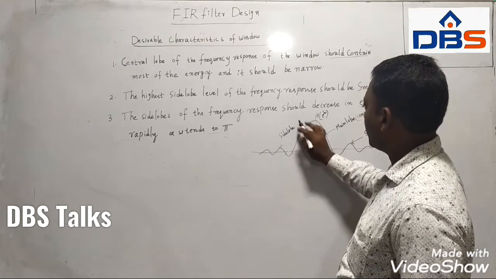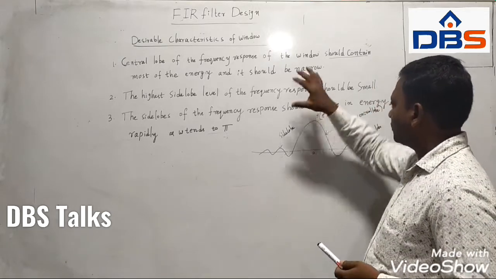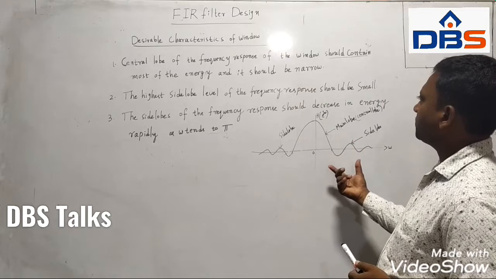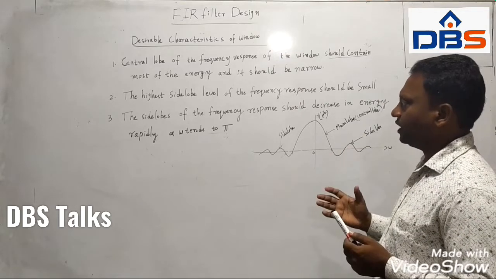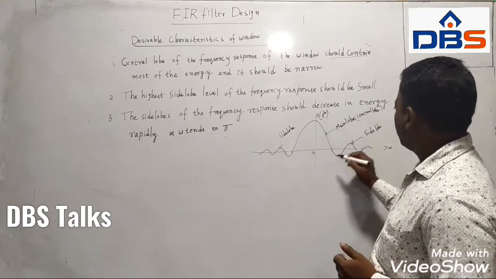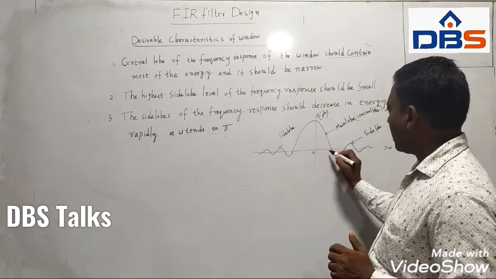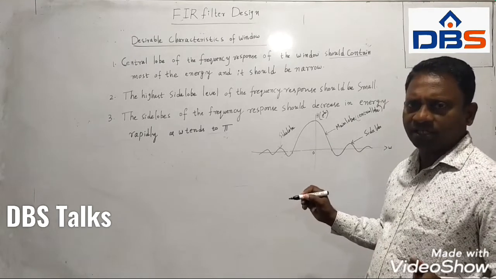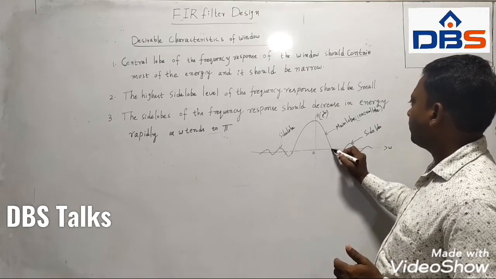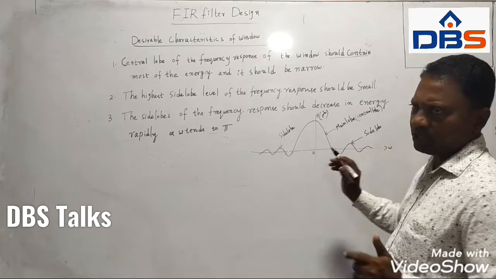Now with respect to this diagram, we are going to discuss all these things. The central lobe of the frequency response, this entire diagram being the frequency response, of the window should contain most of the energy and it should be narrow. That is the first one. Suppose we consider this is 100% energy, so maximum 98 to 99% of the total energy, at least 95% of the total energy, must be contained in this first main lobe or central lobe. The remaining 1 or 2% energy may be present in the side lobes. So that is the point.